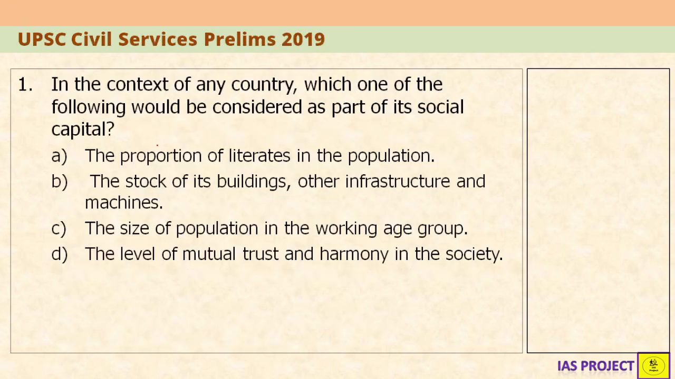Let's look at one of the previous questions which was asked in UPSC Civil Prelims 2019. In the context of any country, which of the following would be considered as part of social capital? Is it the proportion of literates in a population? No, it simply is literacy rate. This is nothing but literacy rate. The stock of its buildings, other infrastructure and machines? No, this is often called physical capital.